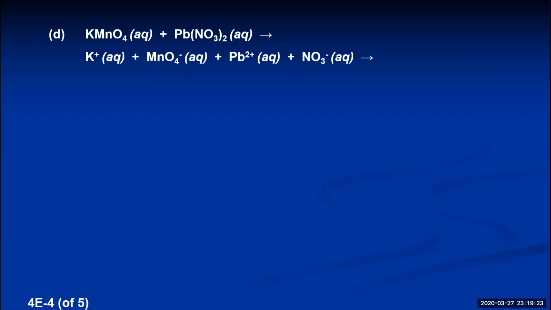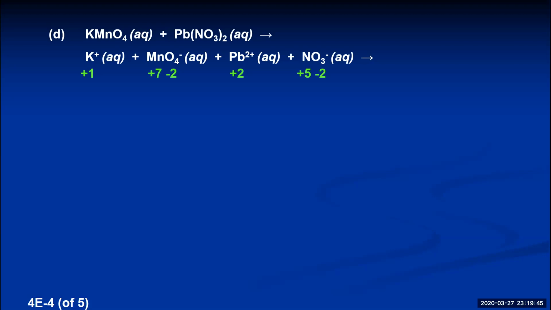Because the permanganate ion is one of the reactants, we know this is a non-obvious oxidation reduction reaction, so we're going to write down the oxidation numbers to try to predict the products. Potassium is +1. In permanganate, manganese is +7, O is -2, lead 2 is +2, and in the nitrate ion, the nitrogen is 5, the oxygen is -2.